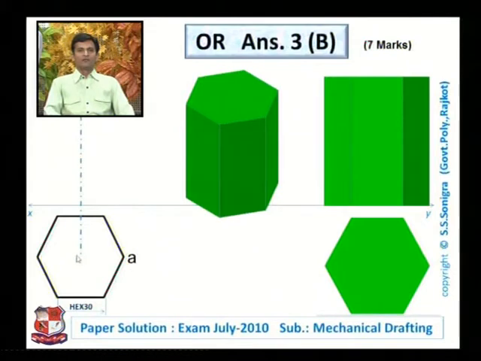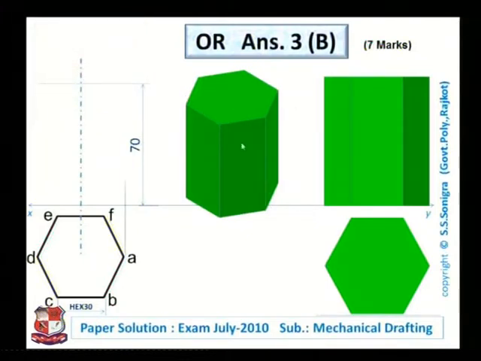From the midpoint of the hexagon, draw a straight vertical line, that is the axis of the hexagon, and the height is given to us. Name the endpoints: point A, B, point C, point D, point E, and point F. So 6 endpoints are there. Height is given to us, that is 70 millimeter, and draw a rectangle having 70 millimeter height like this. Name the points: A dash, B dash, F dash, C dash, E dash, and D dash, like this.